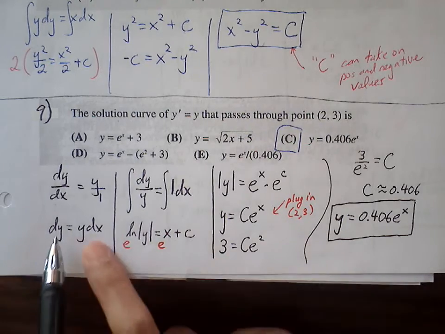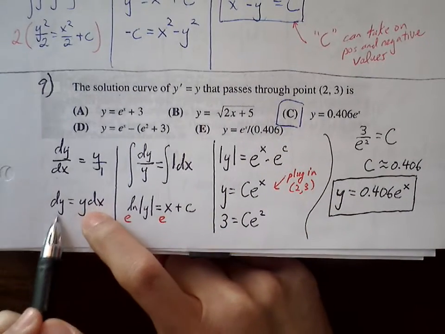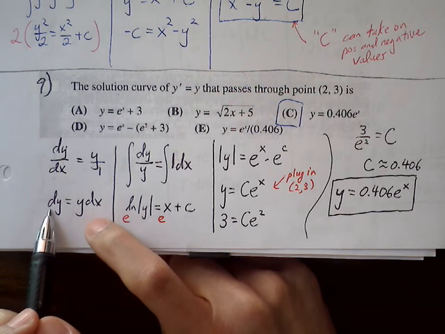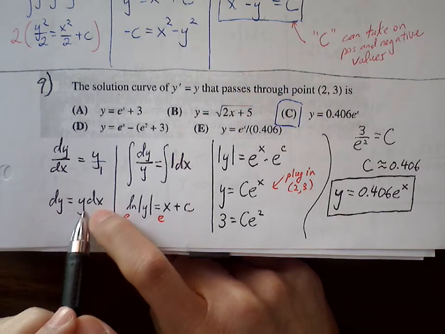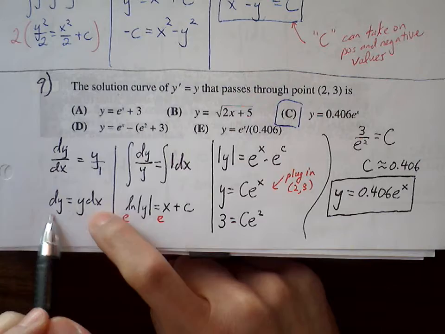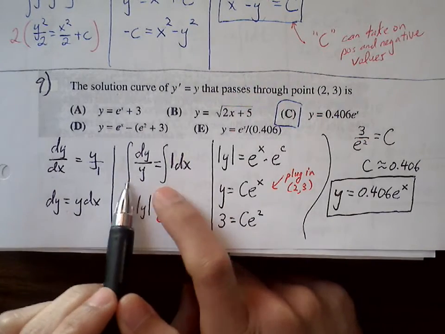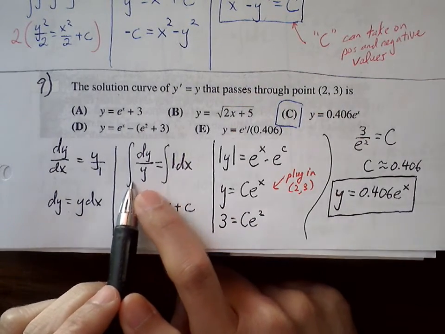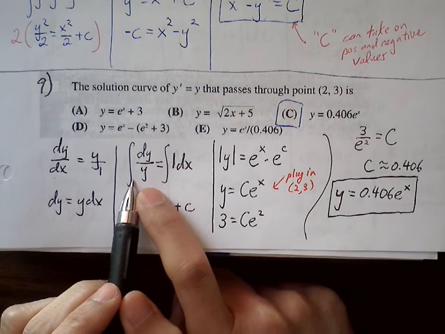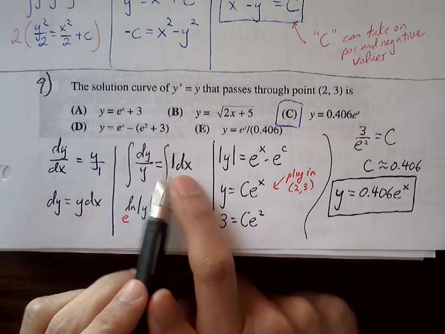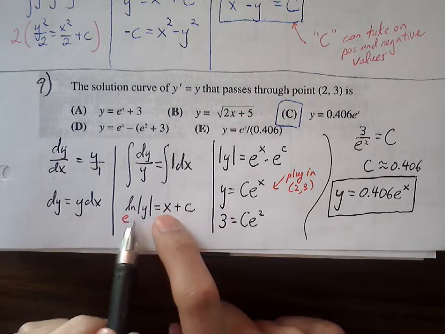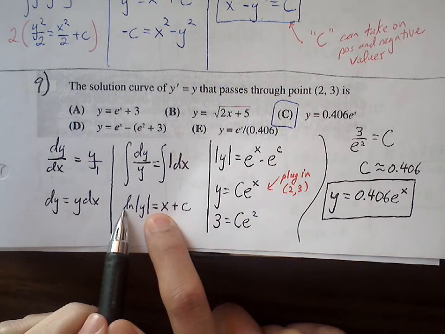Well, not yet, sorry. dy is equal to y dx. This is not quite complete; separation of variables is not complete. So we're going to divide both sides by y, bring the y over to the left side. And now we can integrate the left side to get the natural log. On the right side, it's just 1 dx, so the integral of 1 dx becomes x. So we get natural log of y is equal to x plus c.